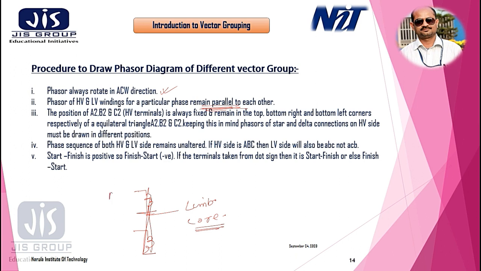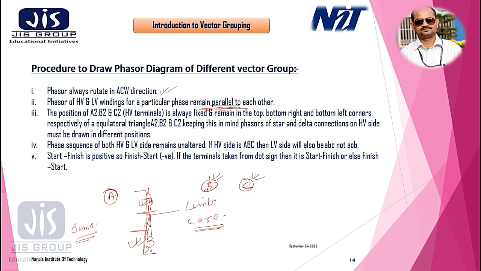Suppose we are discussing the A phase; we are not discussing B or C phase, but the analysis is true for both B and C phases as well. Since the HV and LV windings of the same phase are put on the same limb and linked by the same mutual flux, the flux linking this winding and this winding is the same. It is not different. So the EMF induced is also the same and in the same phase, that is the zero phase displacement.